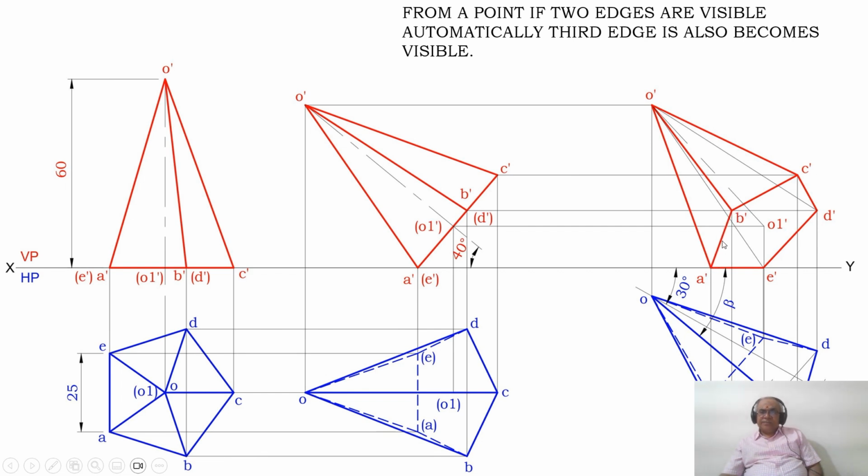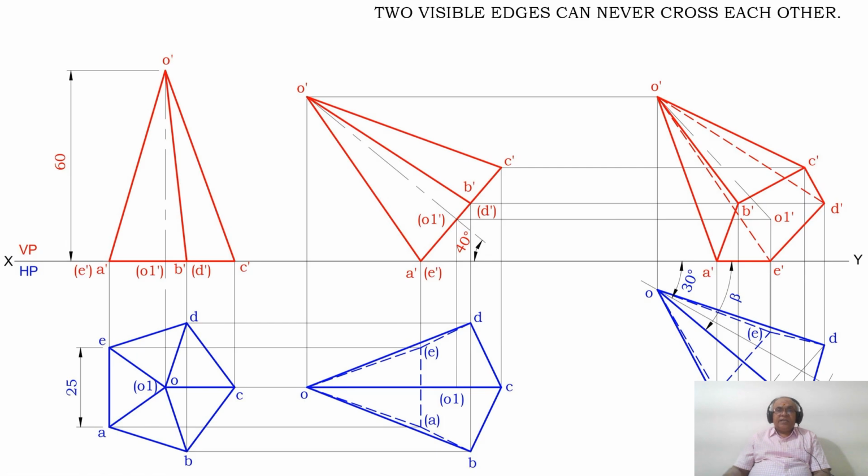A dash, B dash is the edge which is near to the observer, that is, the entire pentagonal surface becomes visible. Then, as we see here, from a point, that is two edges, B dash, A dash and B dash, C dash, both are visible. Therefore, from B dash you have another edge, which is B dash, O dash. So B dash, O dash will automatically become visible.